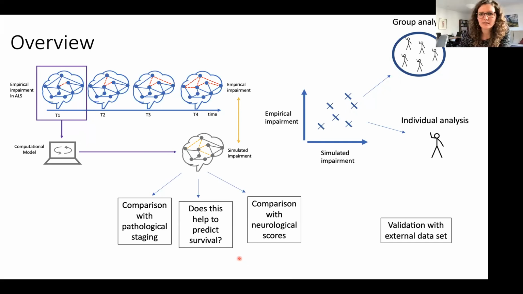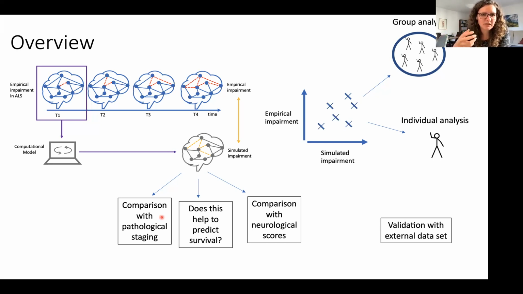You need to predict something that the patient or the doctor can see and directly relate to. So after having the empirical impairment against the simulated, I showed you group analysis results. This is just a group average matrix where I put the random walker in. But in a second, I will show you individual analysis as well. And then we'll go even further and compare our aggregation levels. First was the pathological staging, which just means this post-mortem staging.